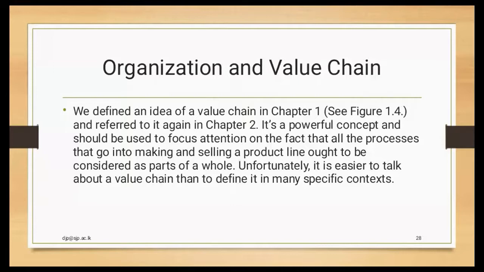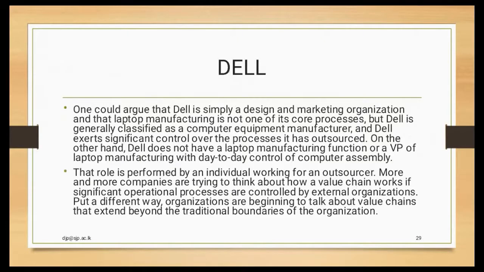Unfortunately, it is easier to talk about the value chain than to define it in many specific contexts, right? It is very easy for us to talk about the value chain. We can draw a diagram and say these are the primary activities, these are the secondary activities, and this is how we add value, and it is easy for us to explain. But to define it in any specific context is not so easy, right? And here we take an example from Dell computers, right? You know Dell?